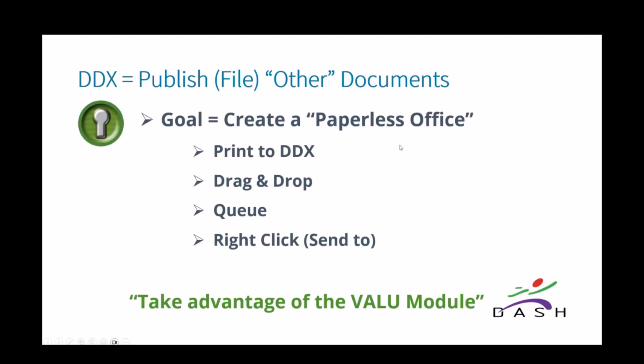Now, if there are other documents that you'd like in the paperless office or in the Dash DDX archive, those items can be brought in in numerous other ways. They don't require that you have the SysPro product installed to get those items into the system. We can, for instance, print an email directly into the DDX publisher, which will allow it to be archived just as an invoice, acknowledgment or purchase order may be. We also can drag and drop documents directly into a folder, which will then allow us to publish those into the archive. Also, we can queue them up to be delivered at a later time.